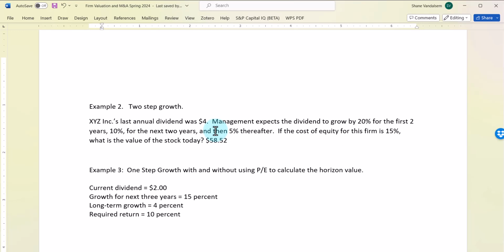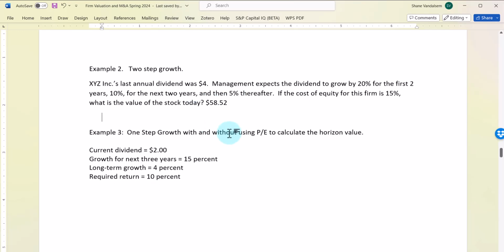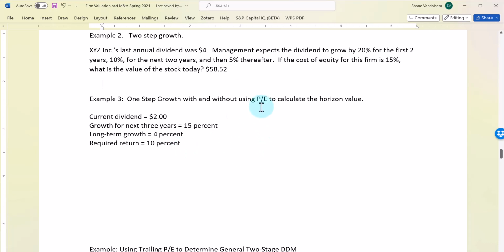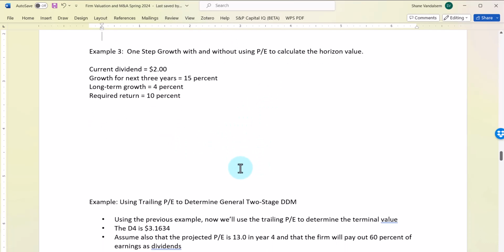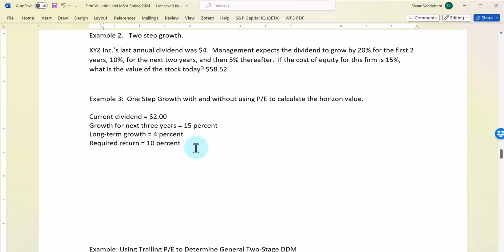So this next one, I like to show it because it uses the price to earnings ratio, or the expected price to earnings ratio, to calculate the horizon value. We're going to work through this problem using the constant growth model, and then we're going to use the price to earnings ratio to calculate the horizon value. So in the first example, we're going to ignore the price to earnings ratio. We're going to use that down below to calculate the value. For now, we're just going to use this as an example of a two-step problem, or a one-step growth problem.